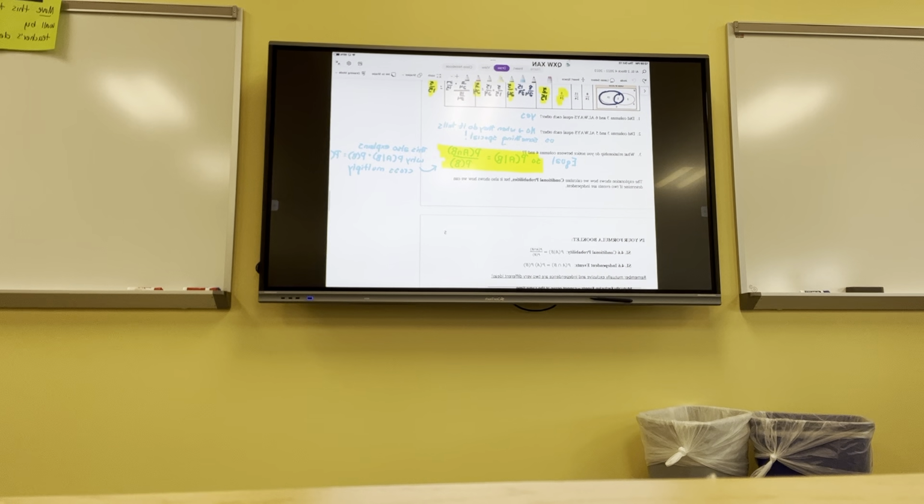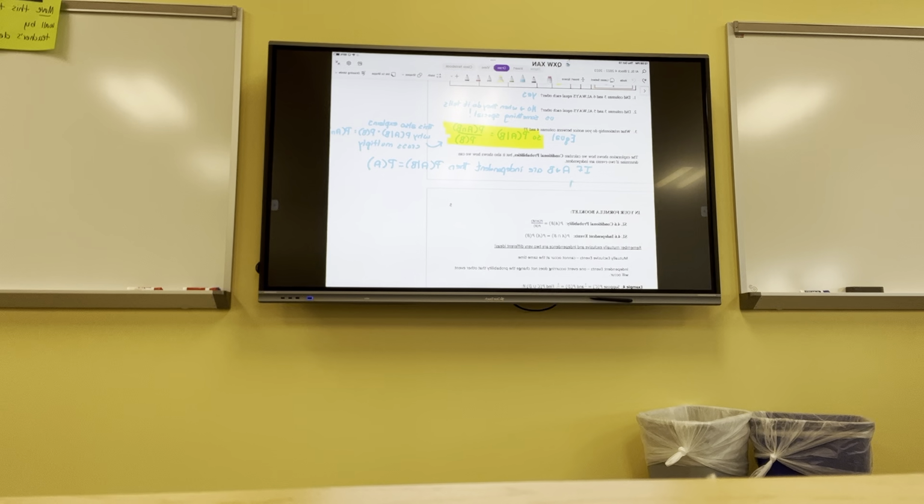All right, so the exploration shows us how we calculate conditional probabilities, but it also shows us we can determine if two events are independent. This is important. If A and B are independent, then the probability of A given B will equal the probability of A, because B does not change the probability of A occurring.